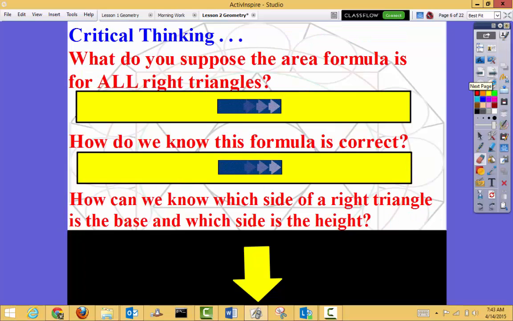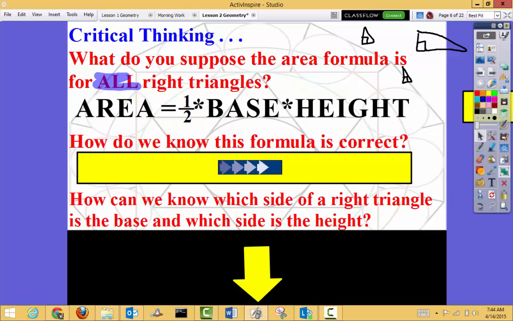Alright, so critical thinking. What do you suppose the area is for all right triangles? We've looked at just 2 examples. What do you think it is for every single right triangle? For this right triangle, for this right triangle, for this right triangle. What do you think its area is? Well, if you guess this, then you are correct.